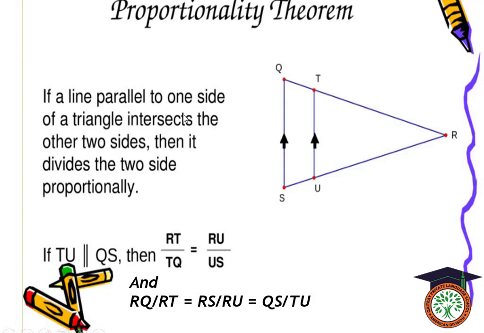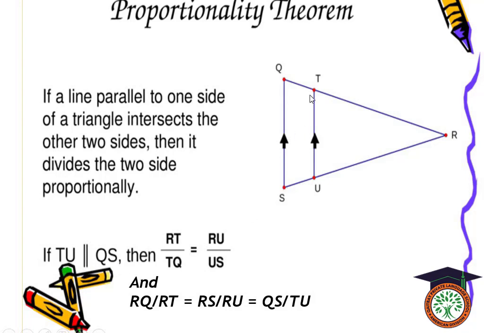If a line, like this line TU, is parallel to one side of a triangle, as we see in the figure, and this line TU intersects the other two sides, then this small triangle is similar to this triangle. Or we can say in another way that it divides the two sides proportionally. And we said that proportionally means same ratio. So how can I translate the word proportionally mathematically?